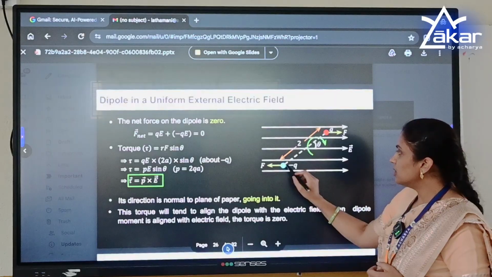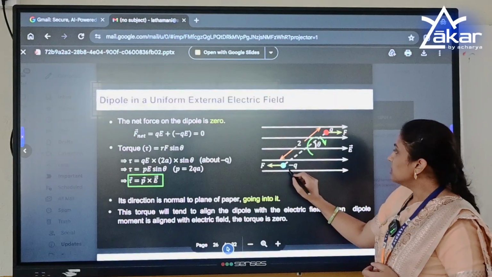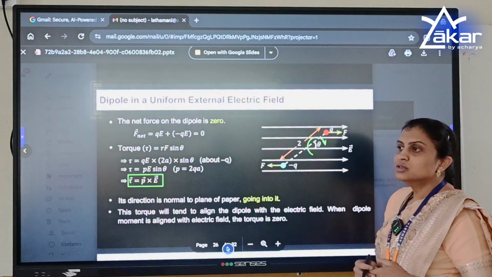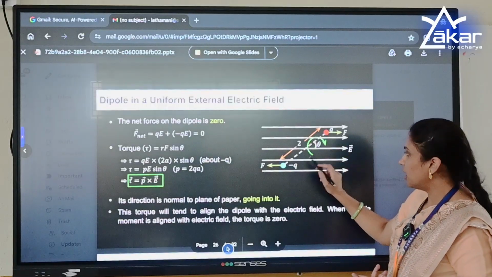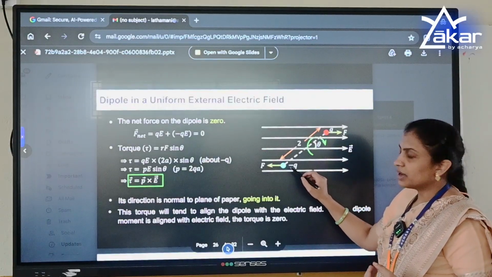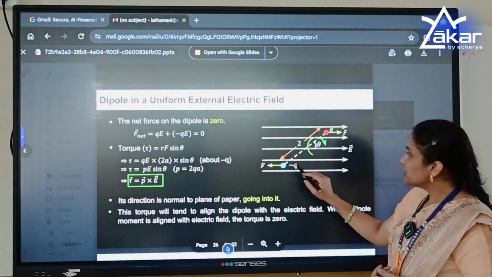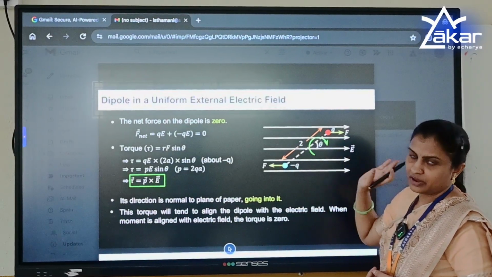So I am going to place the dipole like this, from negative to positive. We know the definition of an electric dipole: two equal and opposite charges separated by a distance 2a, and it always points from negative to positive. So that is minus q and plus q. I am going to place this dipole in the uniform electric field.